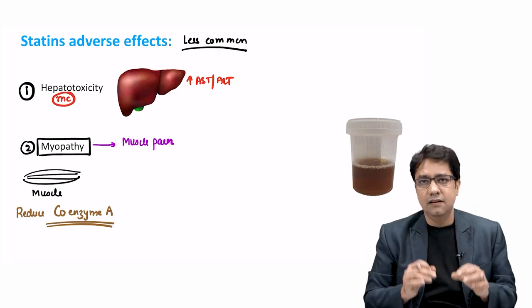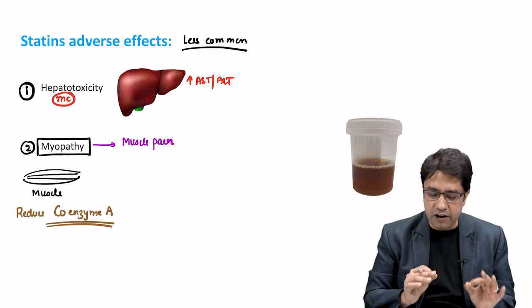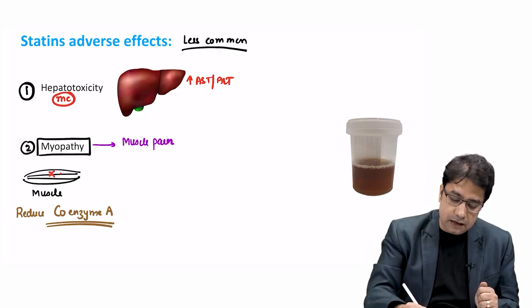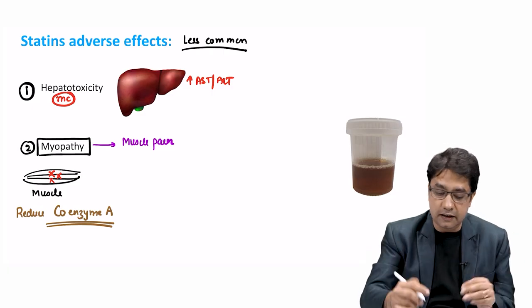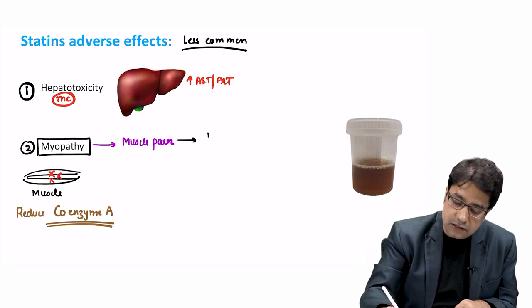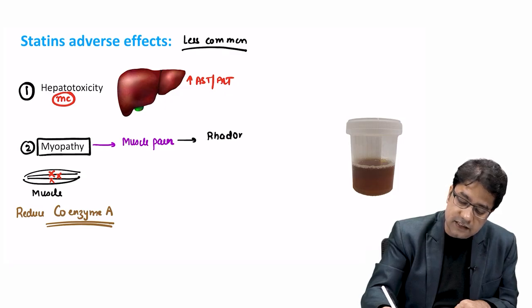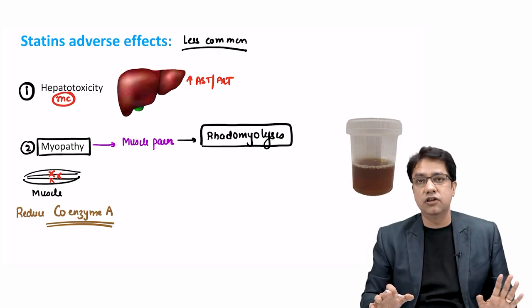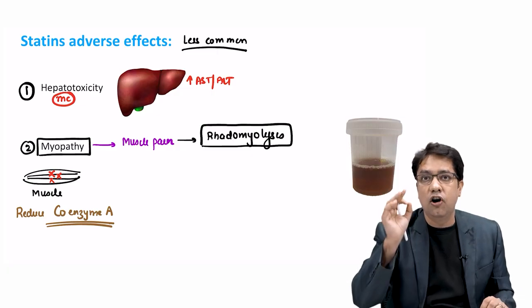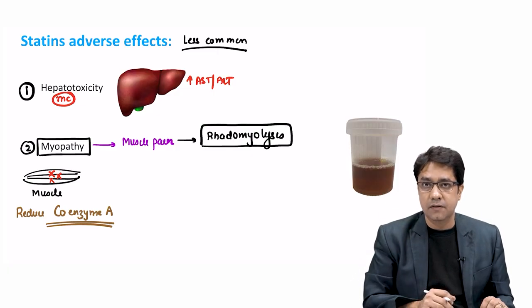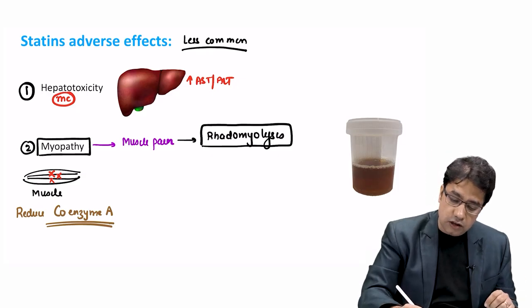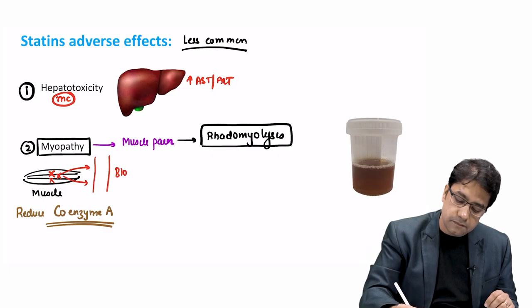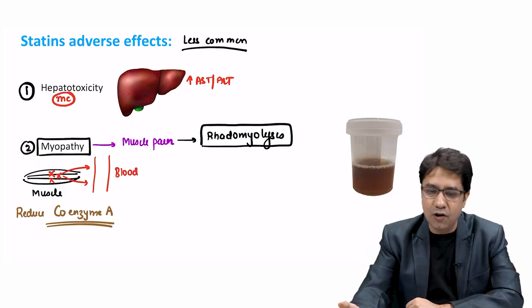But sometimes this myopathy becomes so severe that these muscles become damaged or degenerated. So this myopathy sometimes can lead to a very dangerous side effect, that is rhabdomyolysis. Now if rhabdomyolysis happens, this is dangerous, which is degeneration or damage of skeletal muscle. So if muscles become damaged, don't you think the substances present inside the muscles will come into the blood? So let's see the features of rhabdomyolysis.